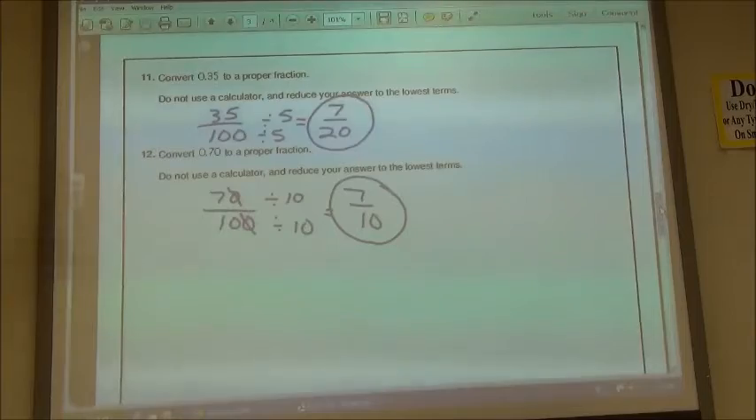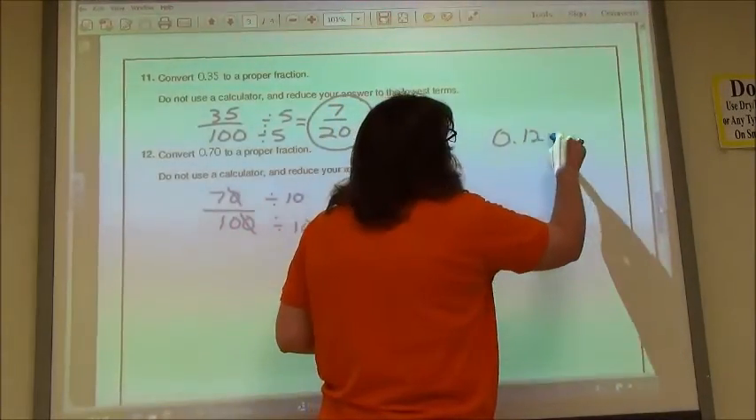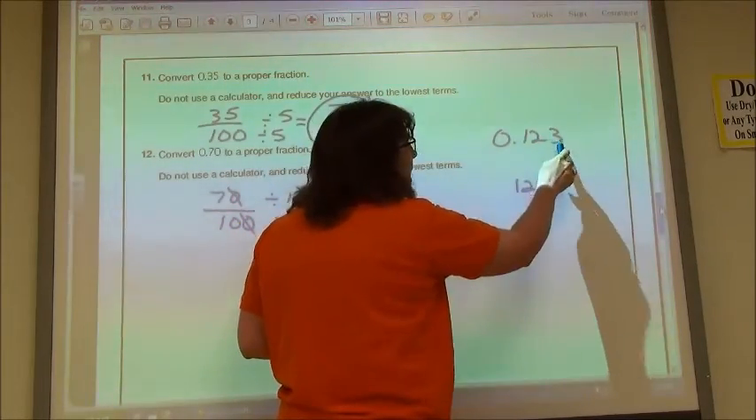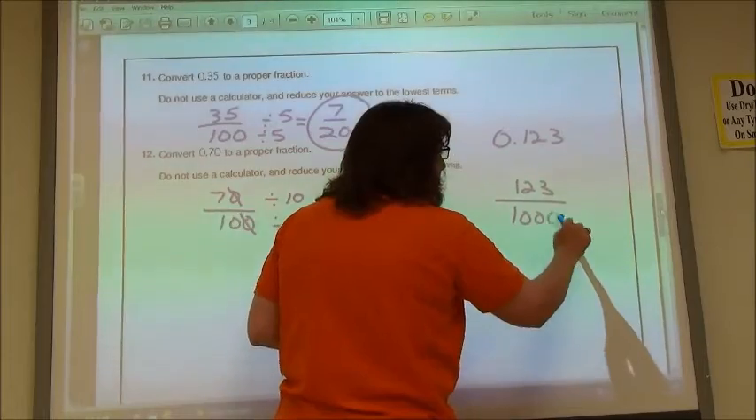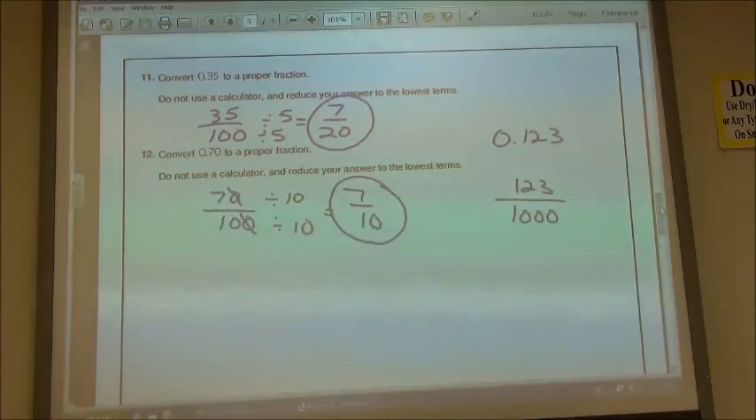Now all of these were in the hundredth spot. If I just give you another number, say I have 0.123, then I'd have 123 over tenths, hundredths, thousandths. So 3 zeros on that number, and that one you can't reduce, and so you just leave it like that.